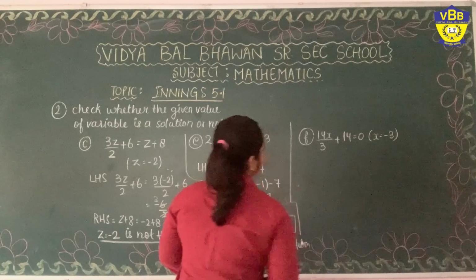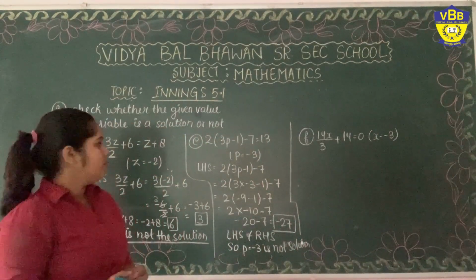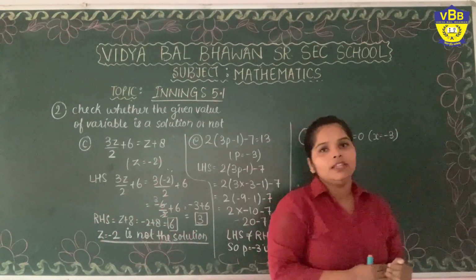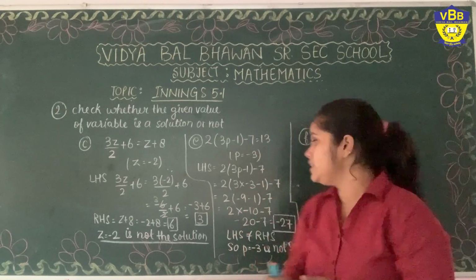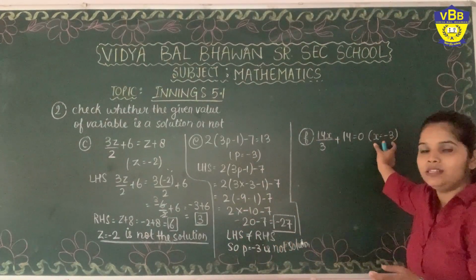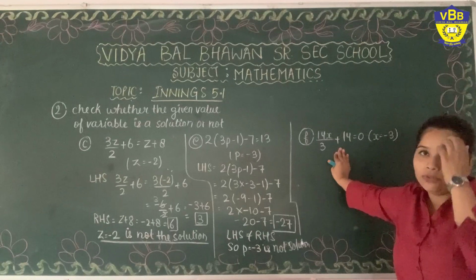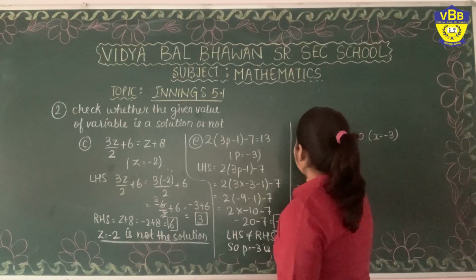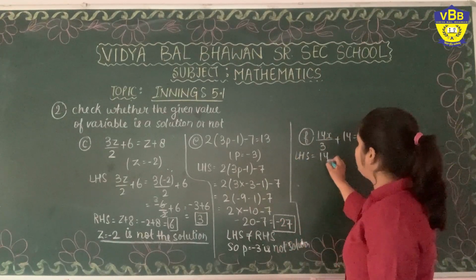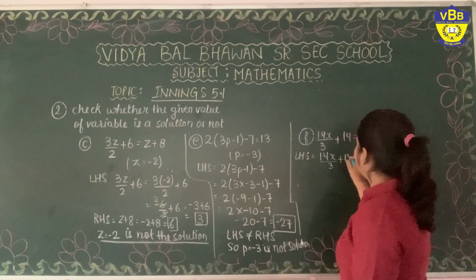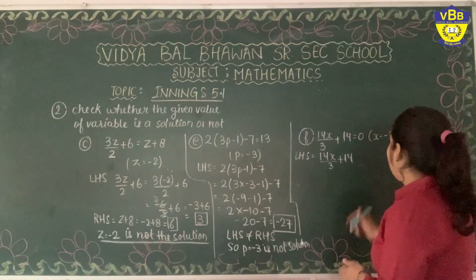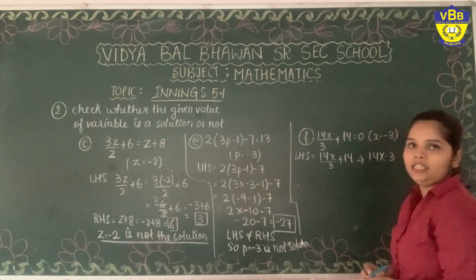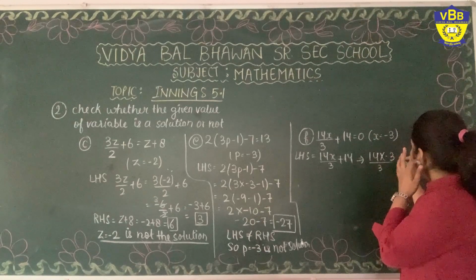The next part, F part. We have solved 2 such questions, so now it will be more clear to you how to check whether this x is equal to minus 3 is the solution of this equation or not. What you need to do is put these values in this equation. And again, LHS is equal to 14x by 3 plus 40. Put the value of x in it. x is equal to minus 3. So 40 multiplied by minus 3 divided by 3 plus 40.